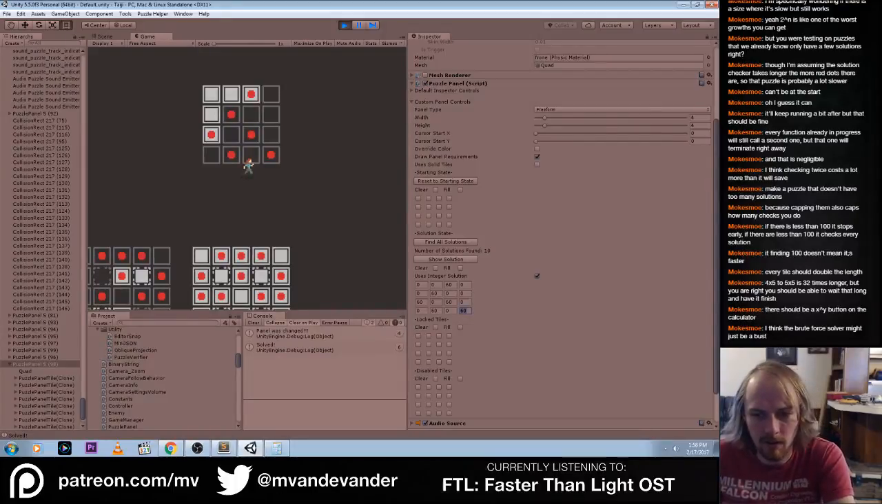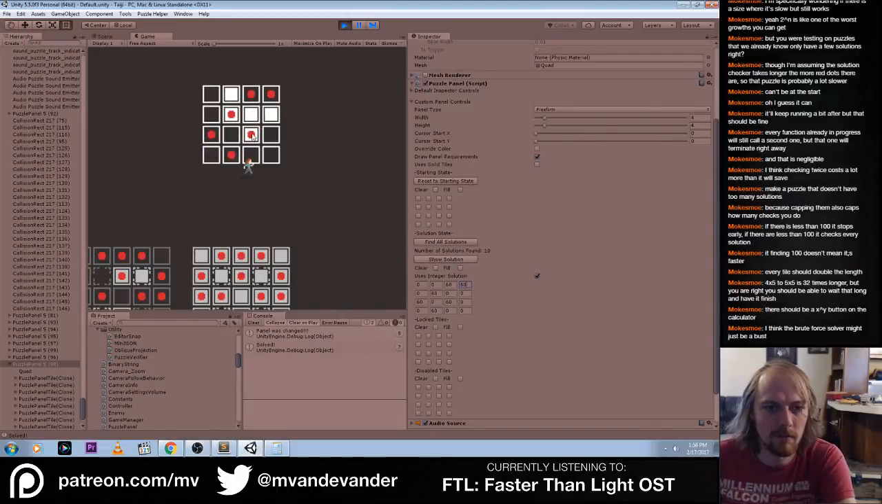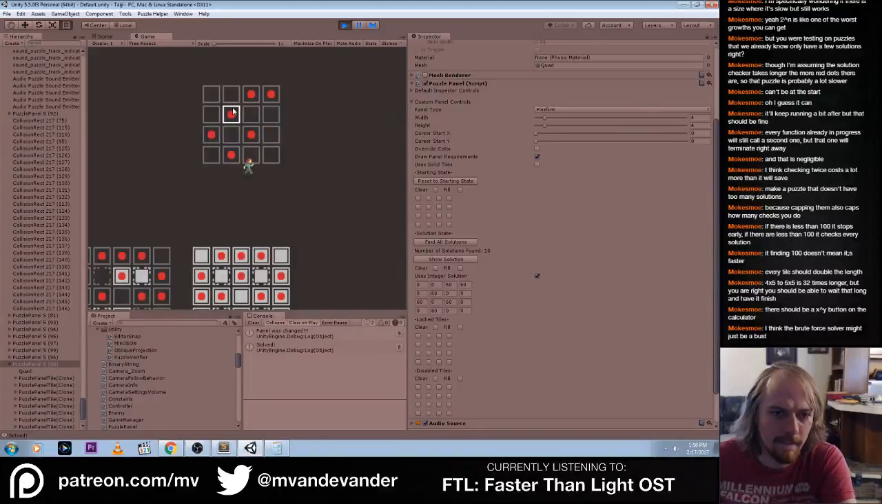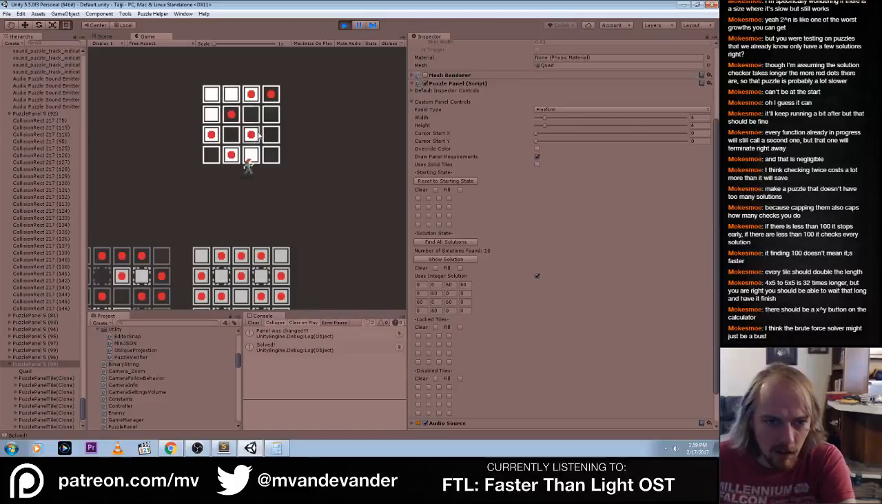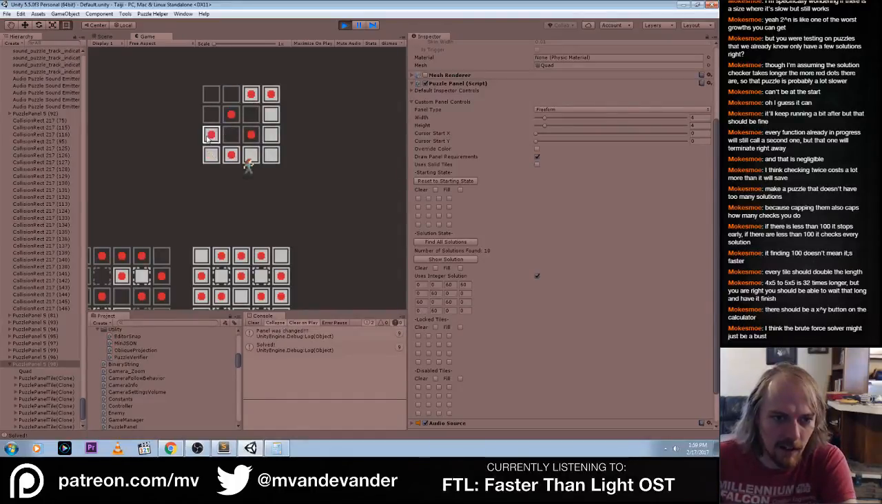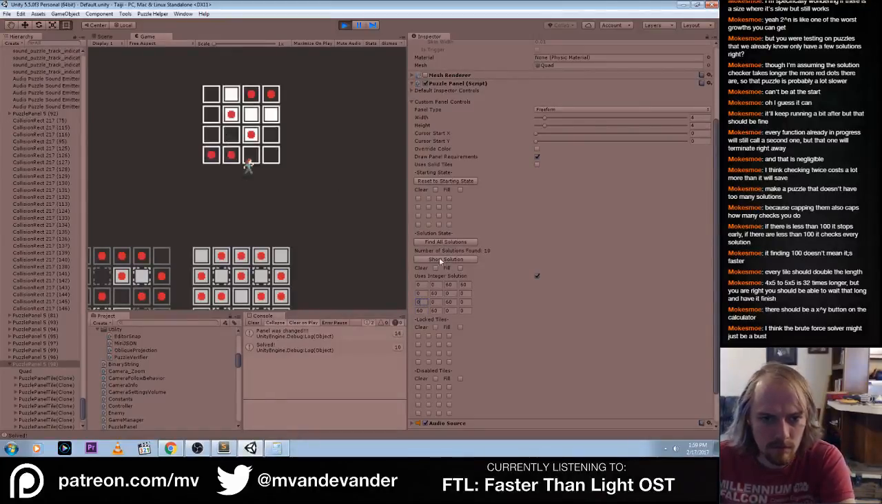I wonder if this is solvable. Like, if I move this guy up here, is there a solution to that? There is a solution. Interesting. Of course there is. I was just thinking, like, if I have to separate that and that. Interesting.